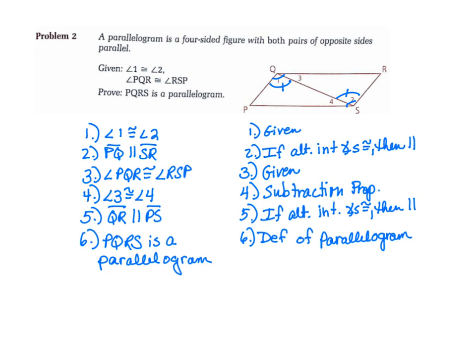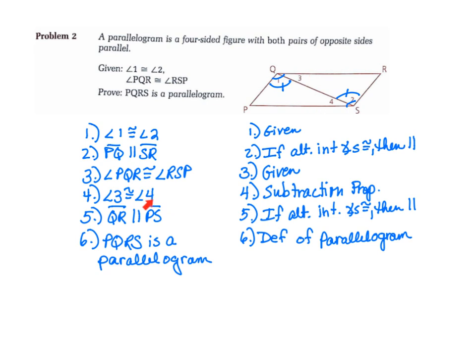Then I want to be able to say angle 3 is congruent to angle 4, because that would allow me to prove that QR and PS are parallel. But that's not what's given. What's given is this whole angle here, PQR, and this other whole angle, RSP. So I stated that these were congruent because I knew then angle 3 must be congruent to angle 4 through the subtraction property. I have this whole angle, subtracting that part. This whole angle, subtracting congruent parts from congruent angles, yields congruent angles.